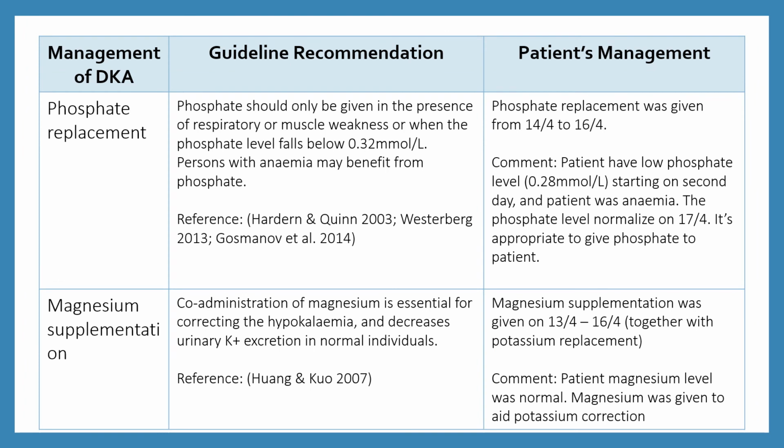For the phosphate replacement, our patient has a very low phosphate level, which is 0.28 micromole per liter, and our patient is anemic. So we think that the phosphate replacement in our patient is appropriate. In the magnesium supplementation, although our patient's magnesium level is normal, papers support that co-administration of magnesium may help to correct the hypokalemia more effectively. So we think that this management is acceptable.